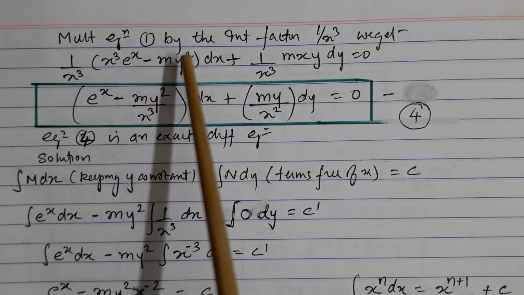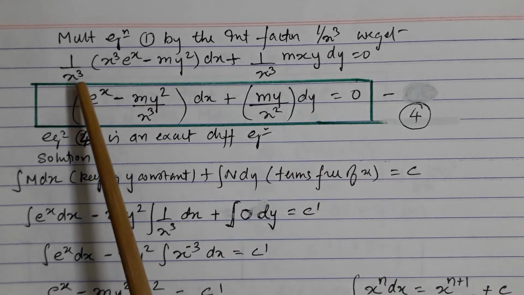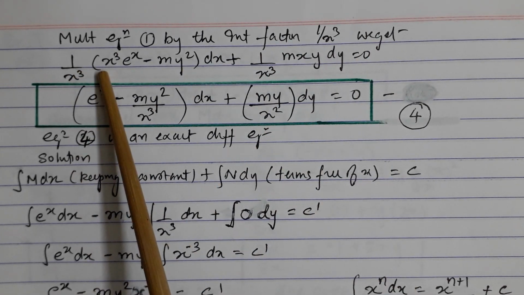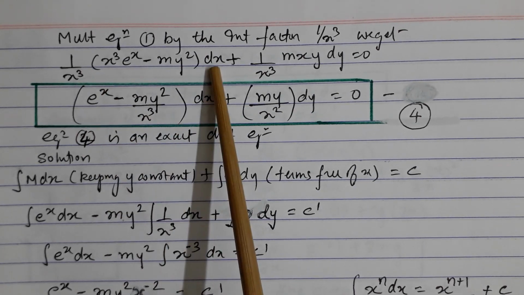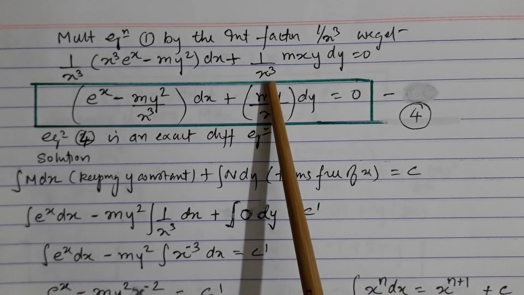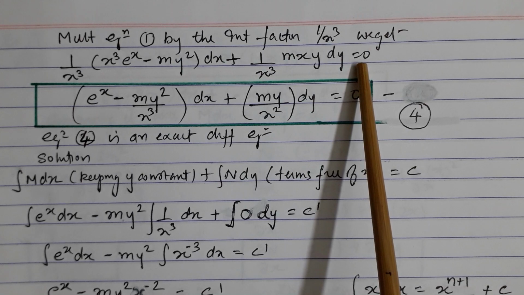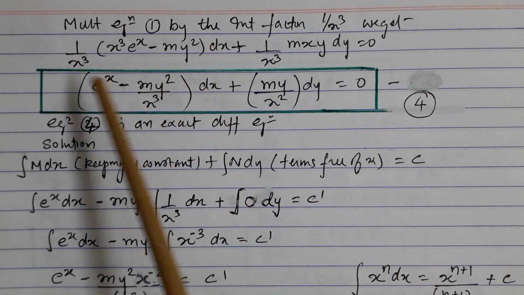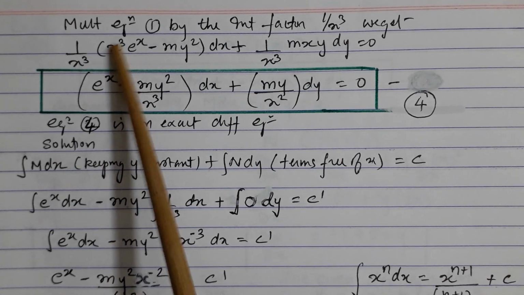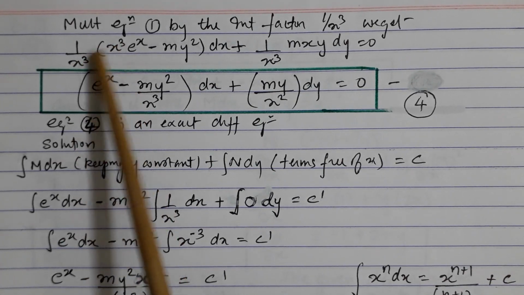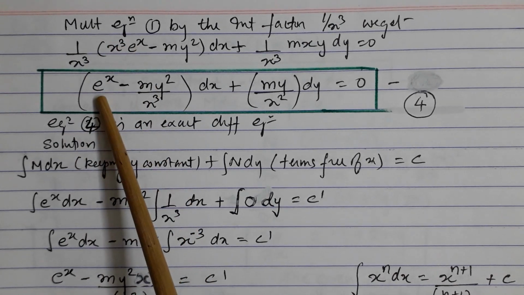Now multiplying equation 1 by the integrating factor 1 upon x cube, we get 1 upon x cube into bracket x cube into e raised to x minus my square dx plus 1 upon x cube into mxy dy equals to 0. Now when we multiply 1 upon x cube with the first term, x cube gets cancelled in the numerator and denominator, and what is left is e raised to x.